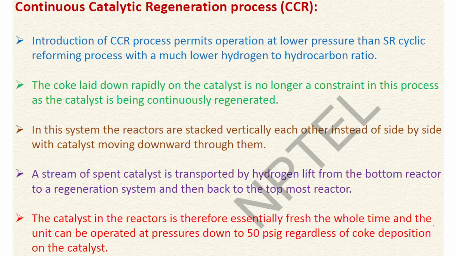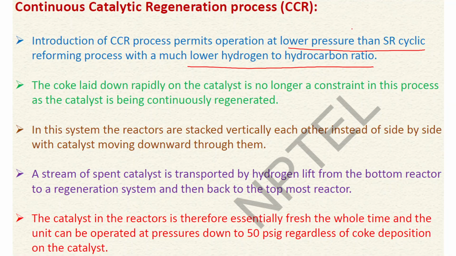Coming on to the continuous catalyst regeneration process. The introduction of the CCR process permits operation at a lower pressure than the SR cyclic reforming process, with a much lower hydrogen to hydrocarbon ratio. Why so? Because here continuous regeneration of the catalyst is taking place. So we do not need to shut down the reformer system after 6 months or 1 year after complete exhaustion of the catalyst, because the catalyst is regenerating after every operation.